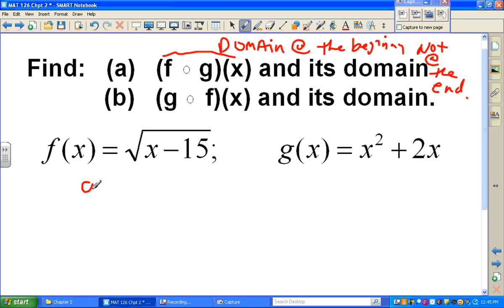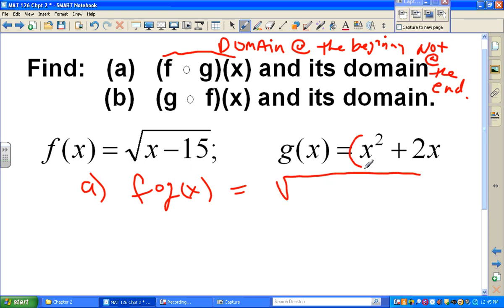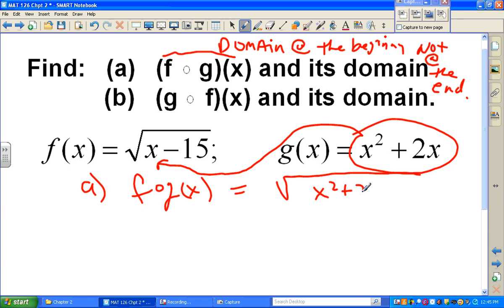But for part A, it says f of g of x. So that means g is the inside function. So I'm going to put in x squared plus 2x in for this x right here and subtract 15. I'm not going to simplify, I'm not going to do anything, because I'm just looking for the domain.